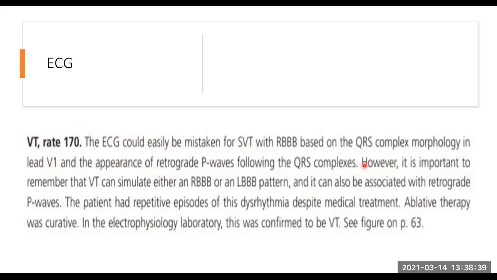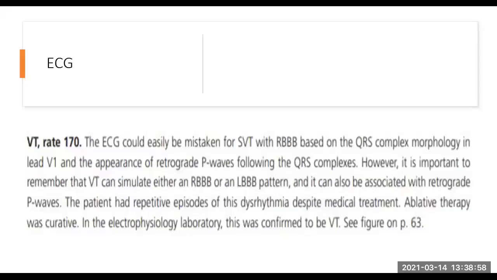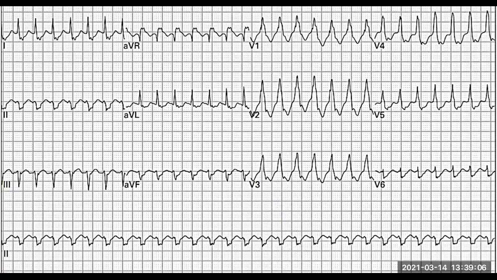Okay. So the important thing is that ventricular tachycardia can simulate a right bundle branch block and a left bundle branch block pattern. So in other words, it can look like a right bundle branch block there, and it can look like a left bundle branch block on that side, which is why it becomes so difficult to say if they are bundle branch blocks and things like that, all right? And it can also be associated with retrograde P waves. So retrograde P waves, oh, sorry, wrong way.